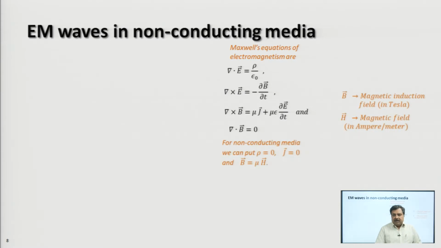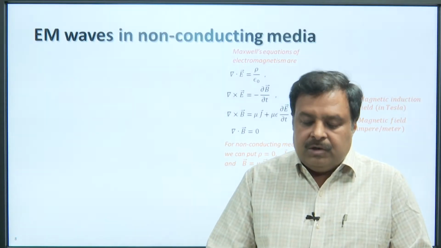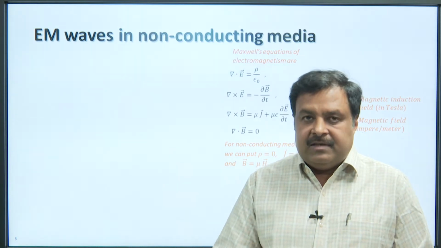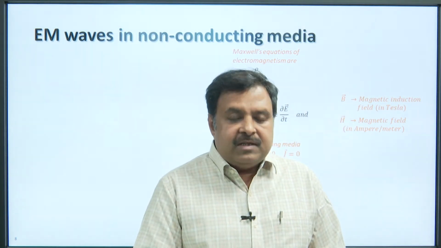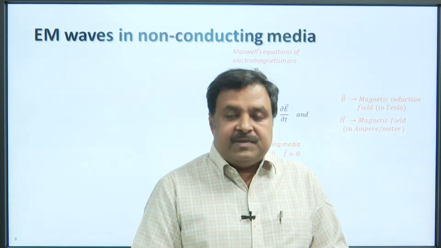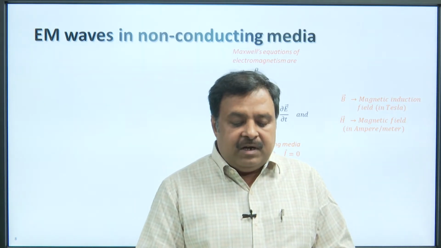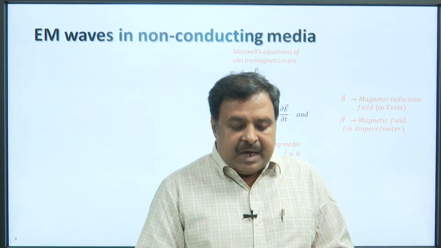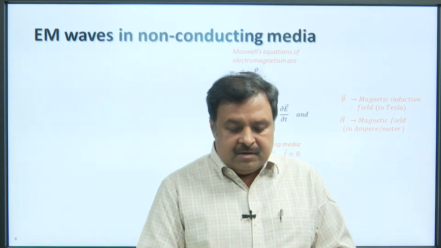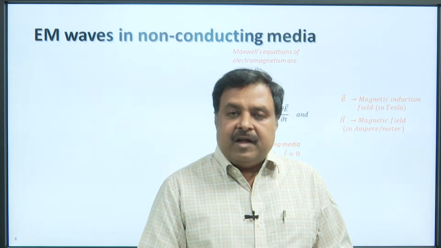Now, for non-conducting media, we can substitute rho equal to 0 and J equal to 0 and B equal to mu H. Rho is volume density of charge. In non-conducting media, there are no free charges. So, rho equal to 0 and current density J is also equal to 0, and we can substitute B equal to mu H, where H is magnetic field. H is magnetic field in ampere per meter. Magnetic field B is in Tesla, while magnetic field H is in ampere per meter.